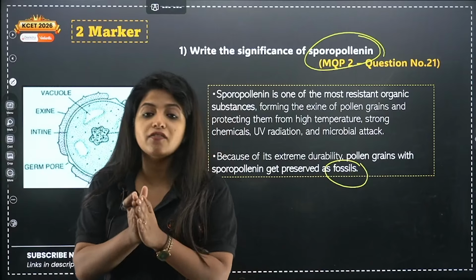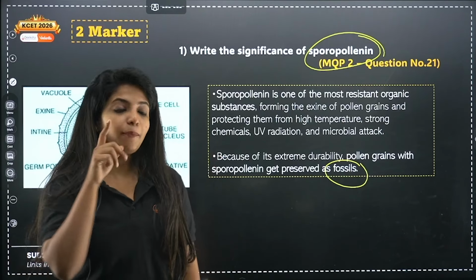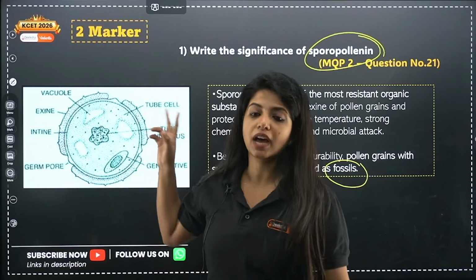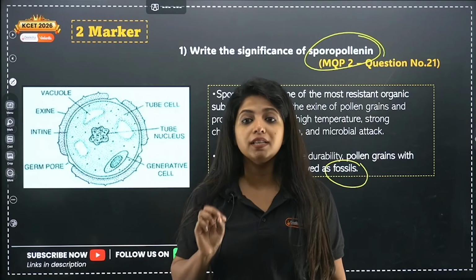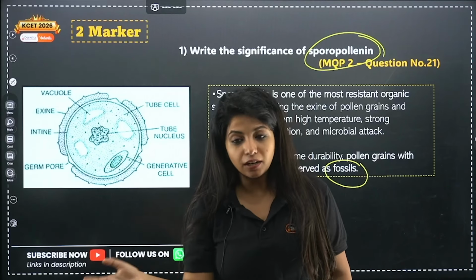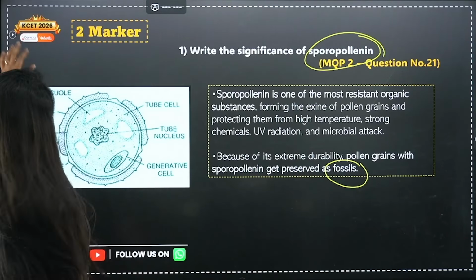Now the generative cell can divide into two to form two male gametes, and in that case the pollen grain will have 3 cells, otherwise it just has 2 cells. So 60% of the angiosperms, that is the majority, release the pollen grains in the 2-cell stage. 40% of them which are left release the pollen grains in the 3-cell stage. I hope that is crystal clear.